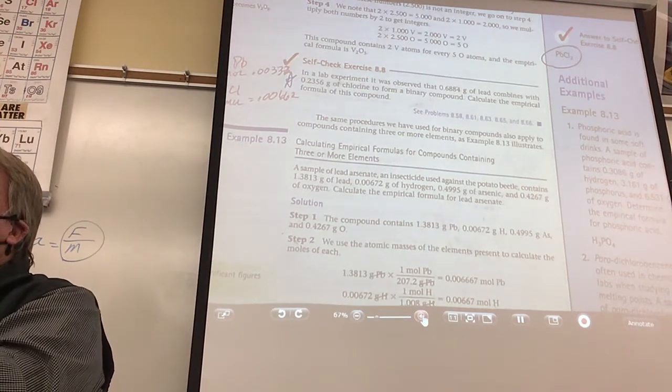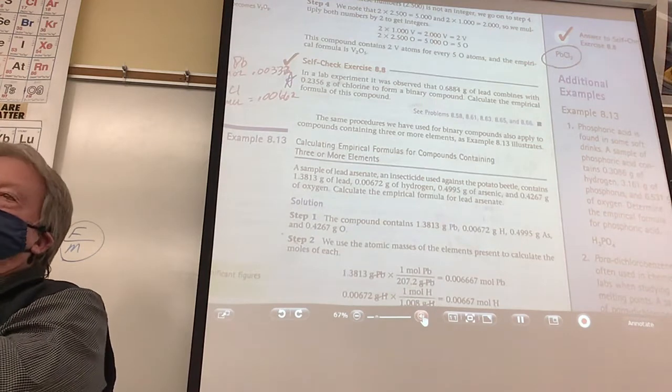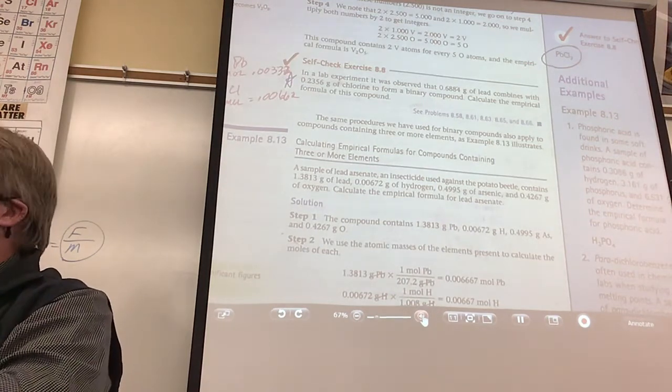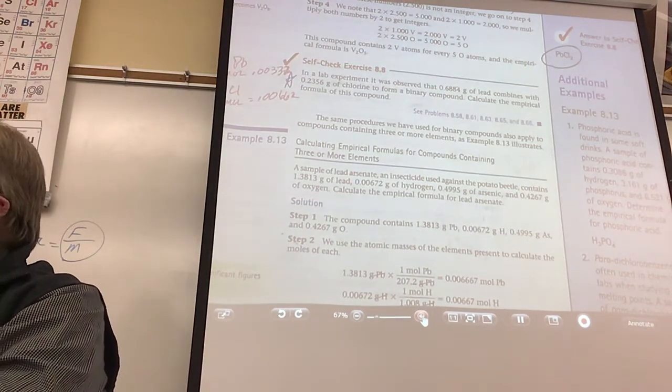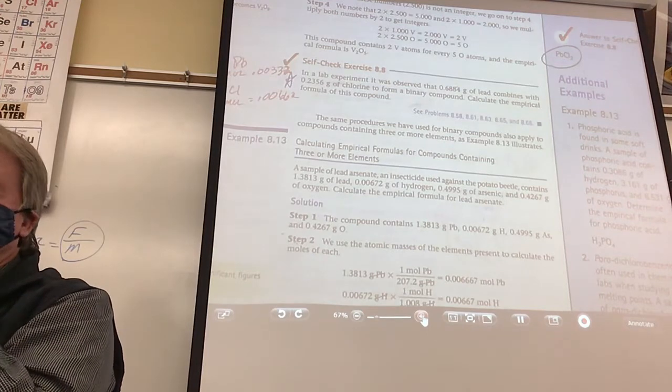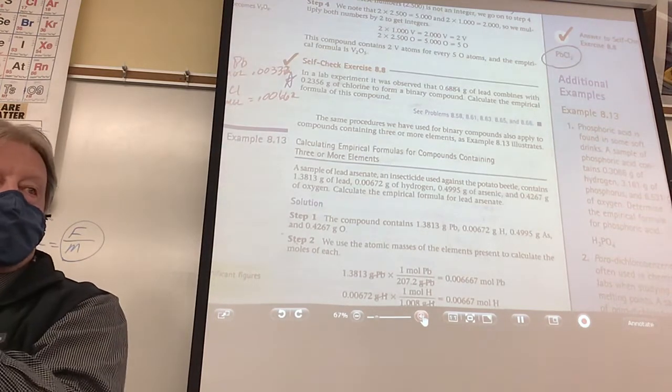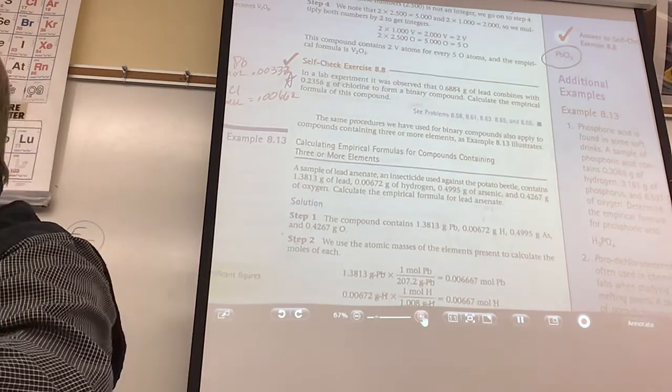And again, when I was your age, even in college, I thought, there's another kind of problem I have to learn how to do. No. What are you going to do with all those grams? Change them all to what? Moles. Okay, let's turn the page.